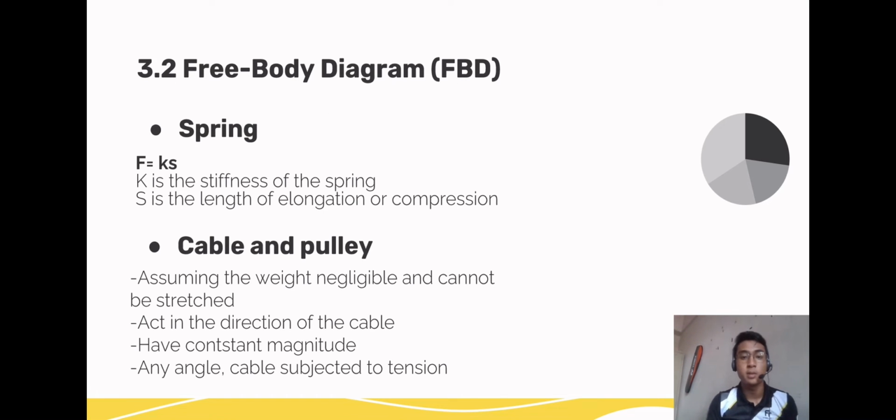Second subtopic is the free body diagram. We need to draw the problem as simple as possible, free from surrounding. In our syllabus, it has two common connections, which are spring and cable and pulley. First is spring. The formula for spring is F equal to Ks, where K is the stiffness of the spring and S is the length of elongation or compression.